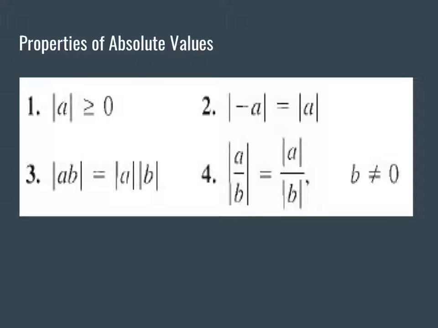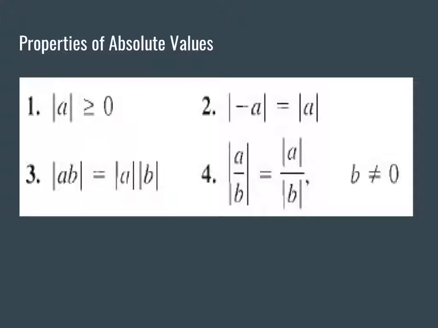Some properties of absolute values are highlighted here for you. Note that with number 1, the absolute value of A is greater than or equal to 0. So your absolute value is always going to be a positive number. Number 2, the absolute value of -A is equal to the absolute value of A.